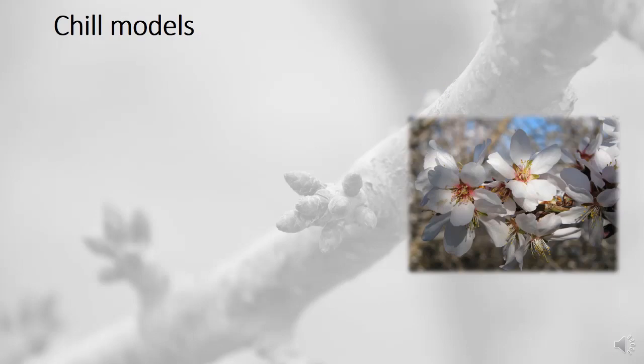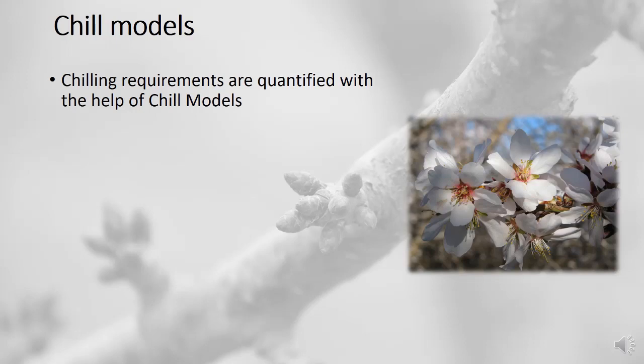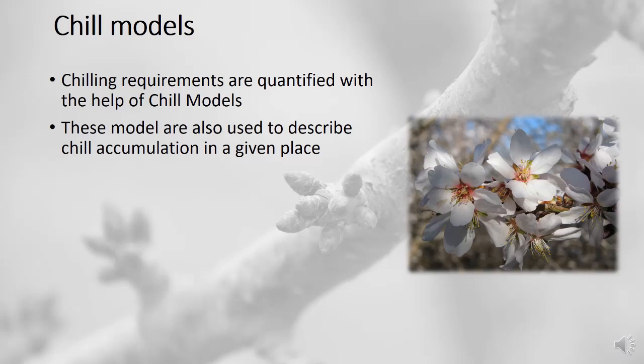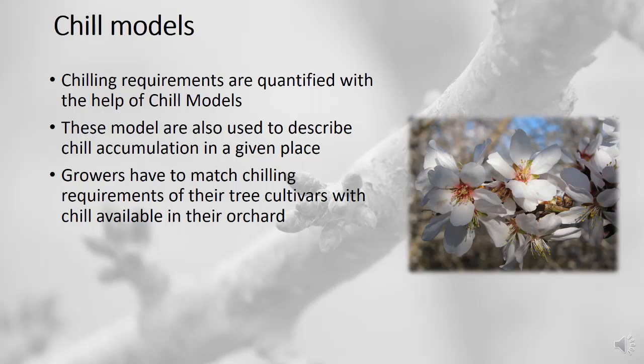A major problem has been how to quantify chill, because of course to do any sort of meaningful work in this space, we need to find a way to measure the things that we want to observe. So chilling requirements are quantified with the help of chill models. These models are also used to describe chill accumulation in a given place. The chill accumulation of an orchard would determine what tree cultivars are feasible there. Growers have to match the chilling requirements of their tree cultivars with chill that's available in their orchard.